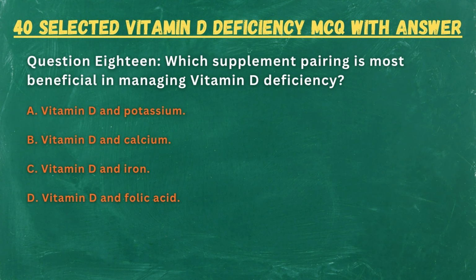Question 18. Which supplement pairing is most beneficial in managing vitamin D deficiency? A. Vitamin D and potassium. B. Vitamin D and calcium. C. Vitamin D and iron. D. Vitamin D and folic acid. Answer: B. Vitamin D and calcium.